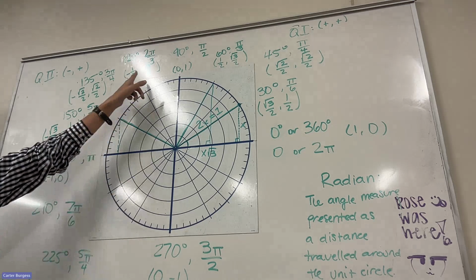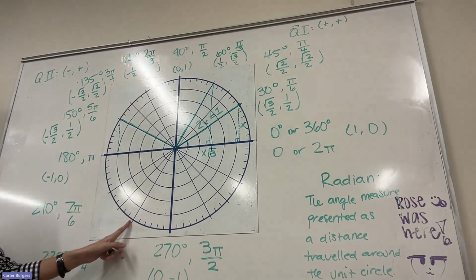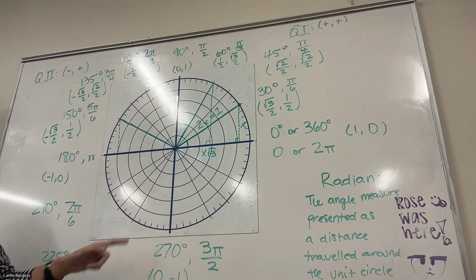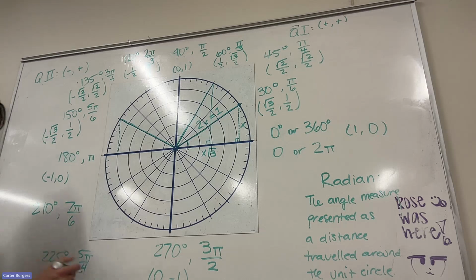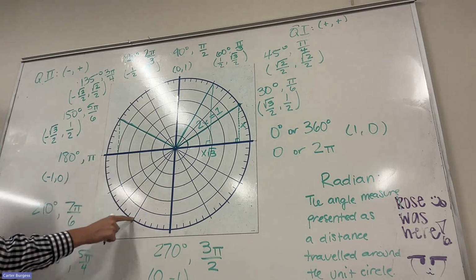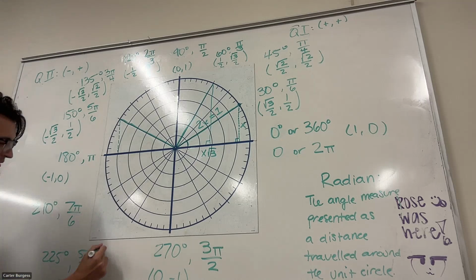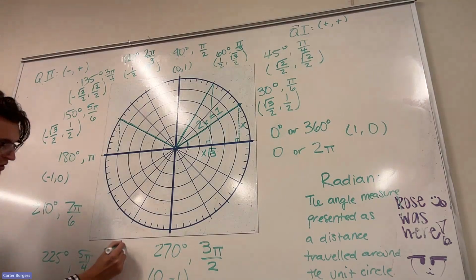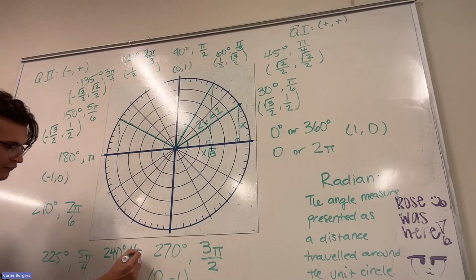If under rotated was 2 pi over 3, this is going to be 4 pi over 3 exactly. And then what is the degree measure going to be if we're 60 degrees more? It would be 240 and 4 pi over 3.